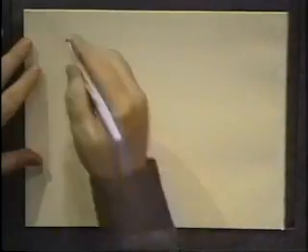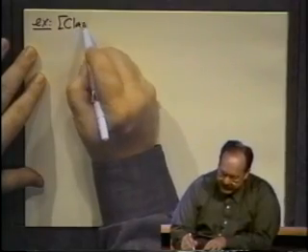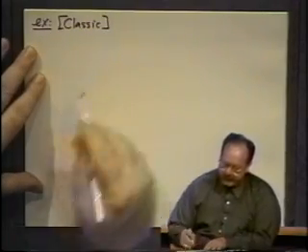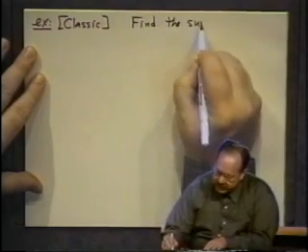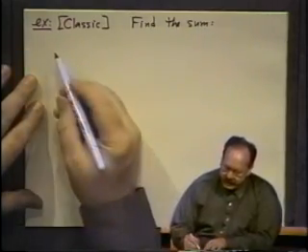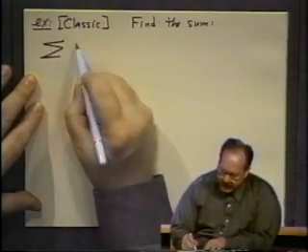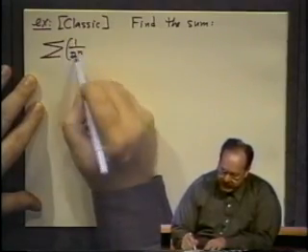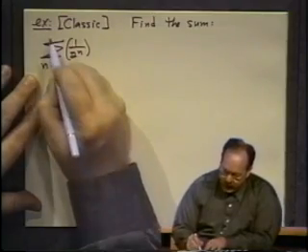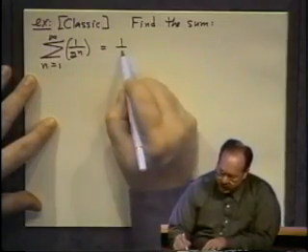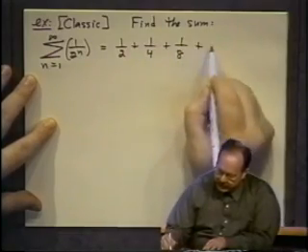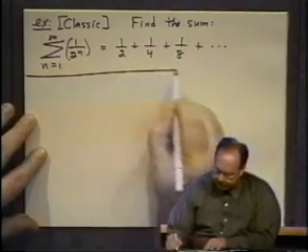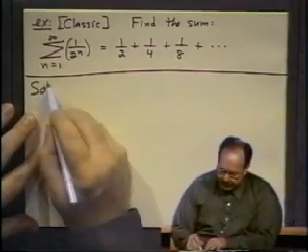Here is another classic example. These are nice to have. Classic, and this one will have a nice picture I can draw with it. Here's the classic. Find the sum, and I will assure you this is geometric, but we'll check if you like. This is the sum of the 1 over 2 to the n powers, where n goes from 1 to infinity. Now that is 1/2 plus 1/4 plus 1/8 plus dot dot dot. We want to find that sum.